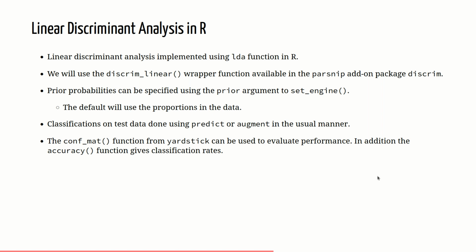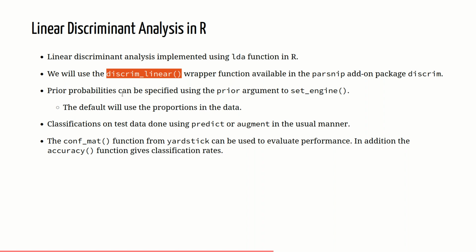Okay, so in R, we do this using the LDA function, is the underlying tool. It's in the MASS package. And in practice, we're going to use the discrim_linear wrapper function, which is going to be a tidymodels function. So it's in parsnip in the add-on package discrim. So you'll need to install the discrim package, and then you'll use discrim_linear in our tidymodels setup.